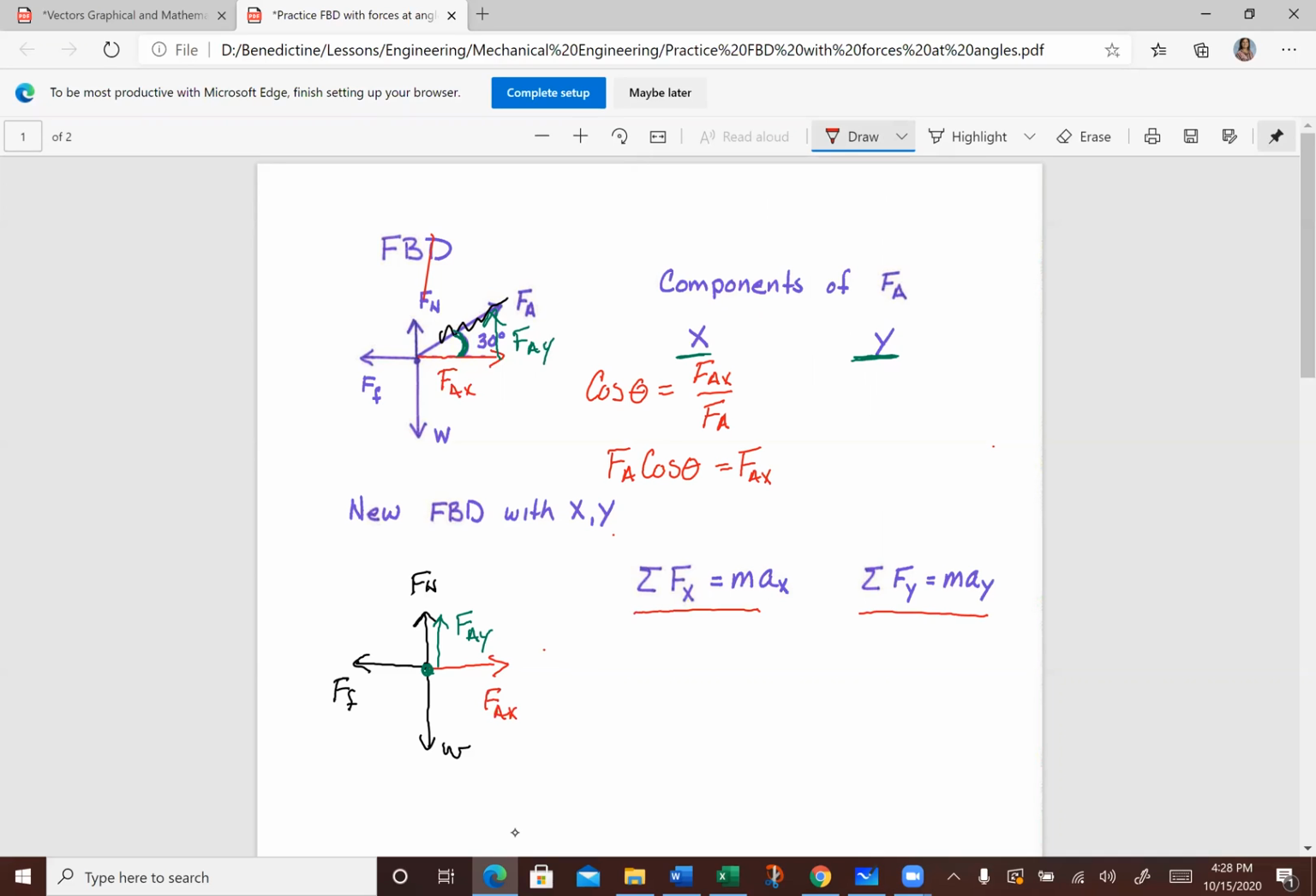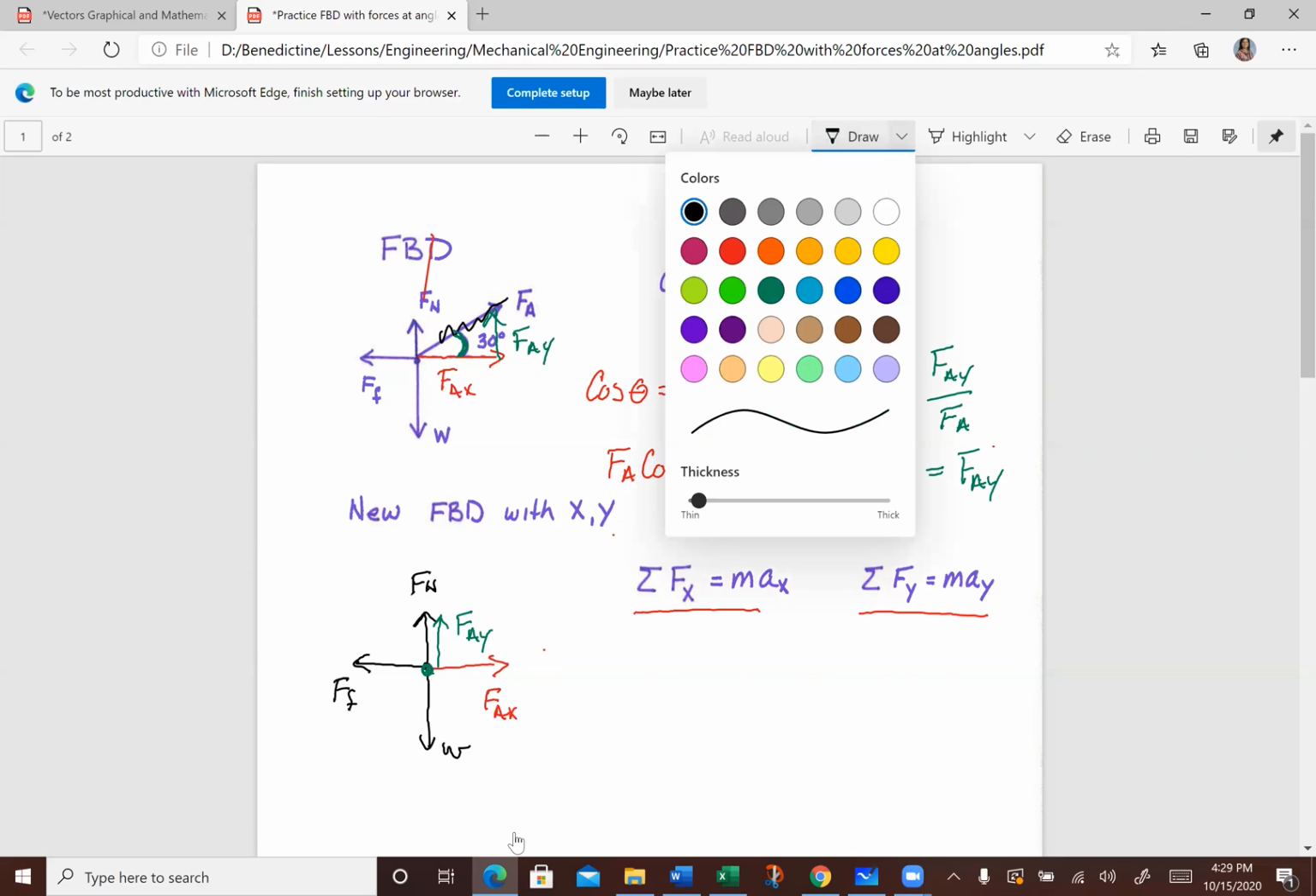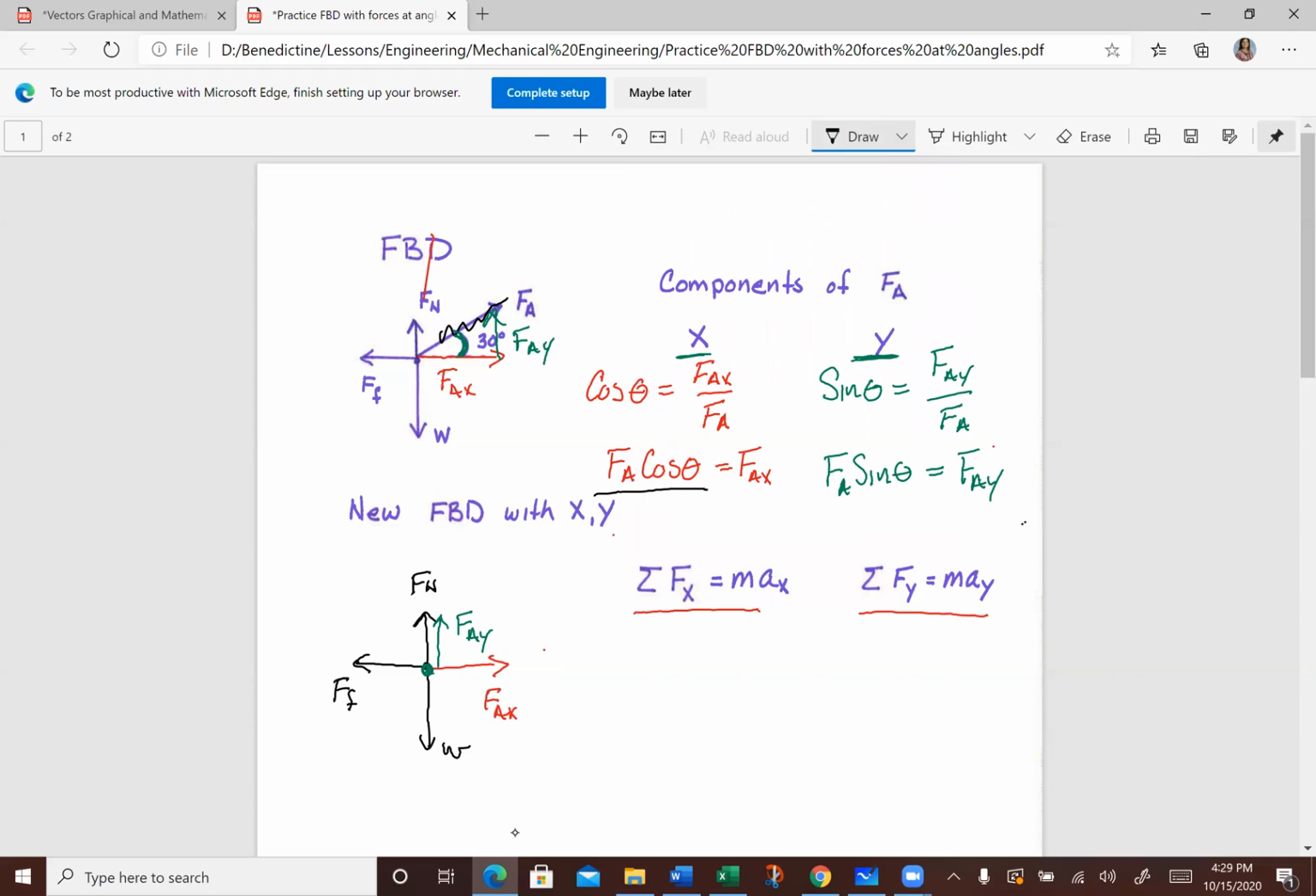In the y direction, it's the opposite side. So in the y direction, the sine of the angle theta is force applied in the y divided by force applied. So force applied sine theta equals force applied in the y. Now I have two equations that allow me to figure out what these two components are based on their angle and the original force. Not worried about numbers. I now just have those in equation form.